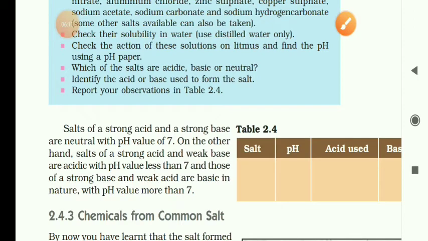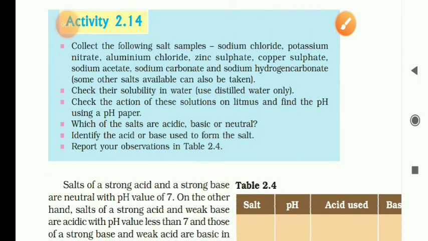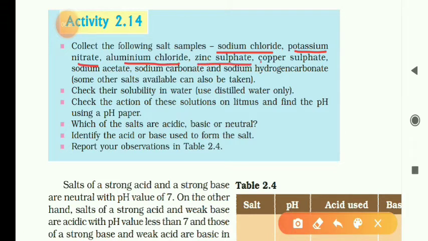Now you see this one. Collect the following salt samples: sodium chloride, potassium nitrate, aluminum chloride, zinc sulfate, copper sulfate, sodium acetate, sodium carbonate, sodium hydrogen carbonate. These salts you have to take. Check their solubility in the water. For example, sodium chloride, I will say, soluble in the water.